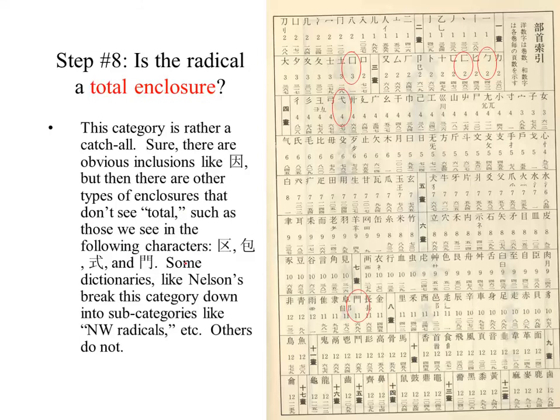The last question, actually this is the second last question, is the radical a total enclosure? This is a pretty big catch-all category. There are some that are pretty obvious, like kuchi, a box that surrounds a character. That seems like an enclosure. But actually, mon, down here, is also considered an enclosure, even though you might argue, well, it's kind of open on the bottom, but it really is seen as an enclosure. Or this, ku, which means a ward, like a section of a city. Looks like it's open on the right, but it's still considered an enclosure. Nelson's breaks this down into separate categories, but I really don't think it's necessary, and traditionally that's not how the Japanese look at them.